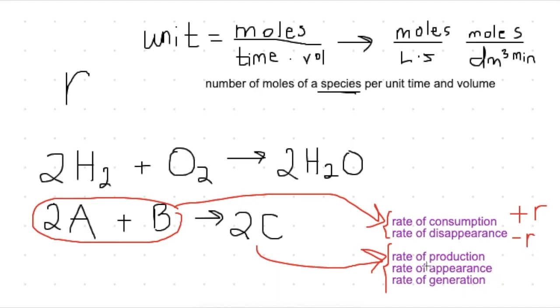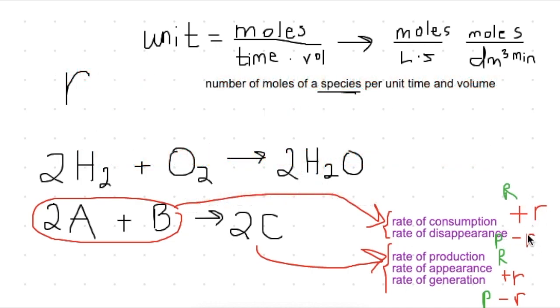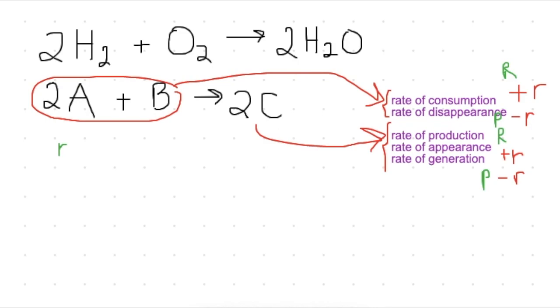Now products will have a positive rate of production or rate of appearance or rate of generation. They're all the same thing. And reactants will have a negative rate of production, appearance, or generation because reactants are not being produced, they're being consumed. So if we talk about the rate of any of our chemicals on the reactant side, it would be a negative rate. Here I've denoted R and P for reactants and products and when it would be positive and when it would be negative.